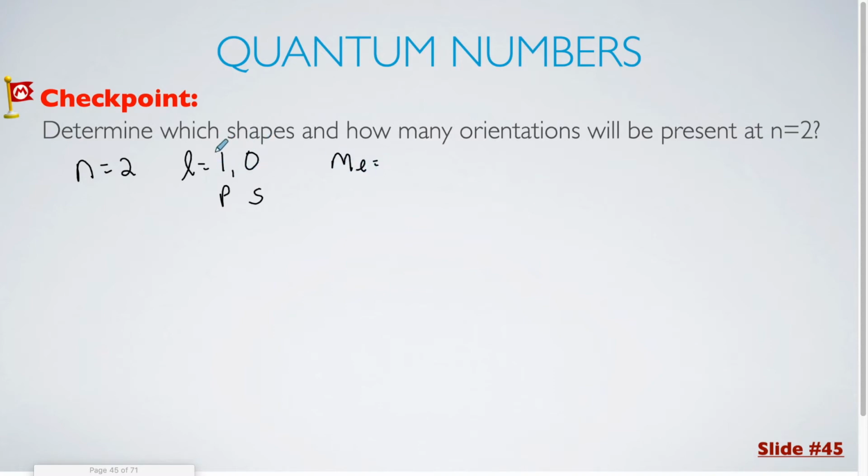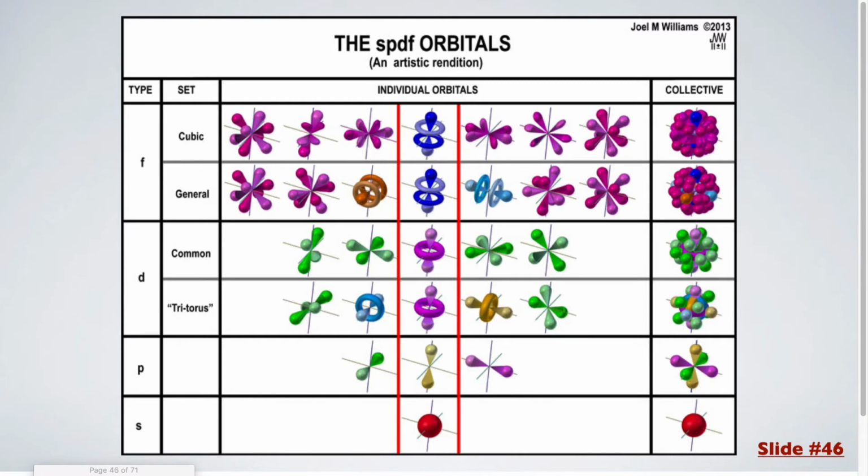In order to do that, I am going to take all of the positive and negative versions of these numbers, which in this case is not many. I could have a negative 1, a 0, there's no negative version of 0, and then a positive 1. So that tells me that 3 orientations are possible. And for those p orbitals, those orientations are going to correspond with directly along the x, y, and z axis.